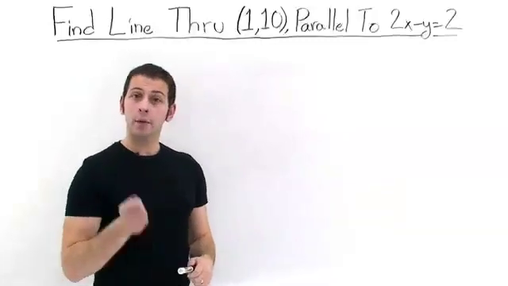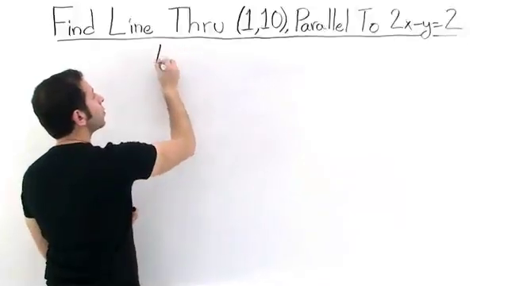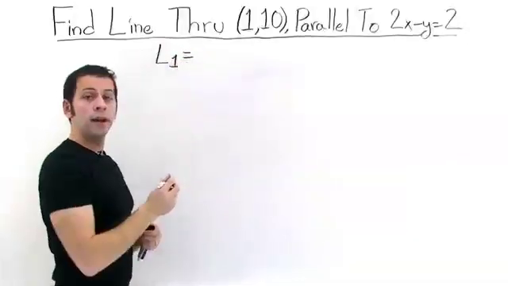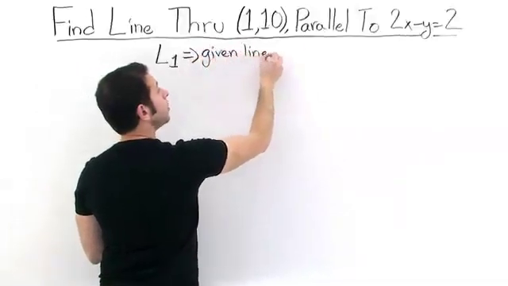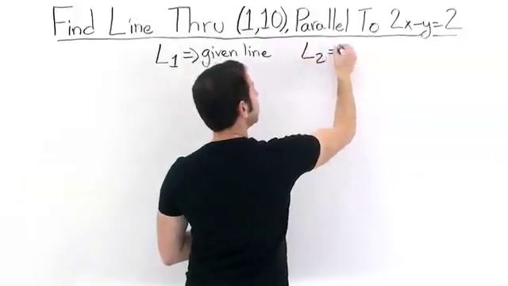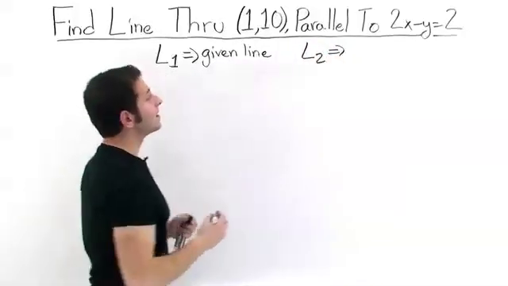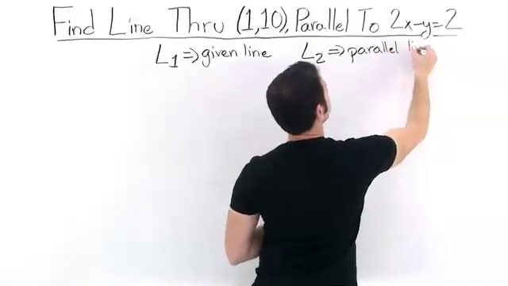Let's go ahead and set up variables to stand for the two different lines that we're dealing with. So L1, whenever you see L1, that will be the given line. That's the 2x minus y equals 2 line. And L2, whenever we use that symbol in this tutorial, that's going to stand for the parallel line. That's the line that we're trying to figure out.